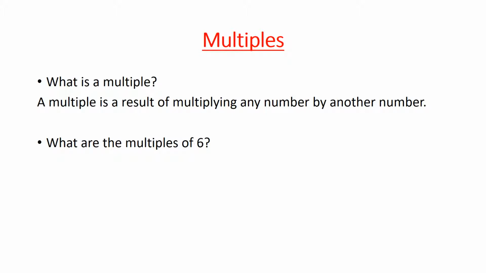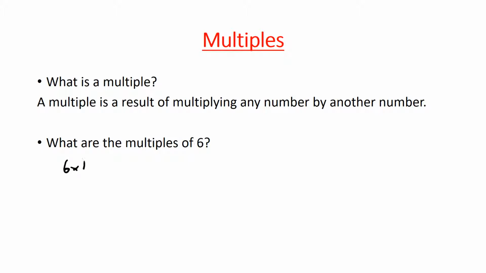Alright, so now let's talk about what a multiple is. Well, basically a multiple is the result of timesing two different numbers together. So as an example, the multiples of 6 are just numbers going up by 6.